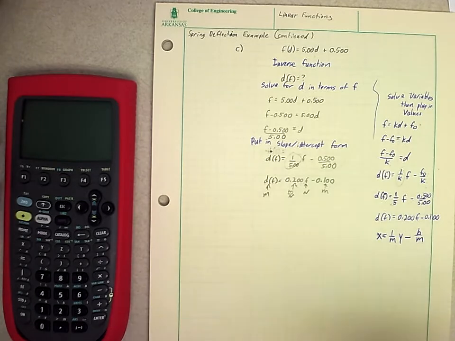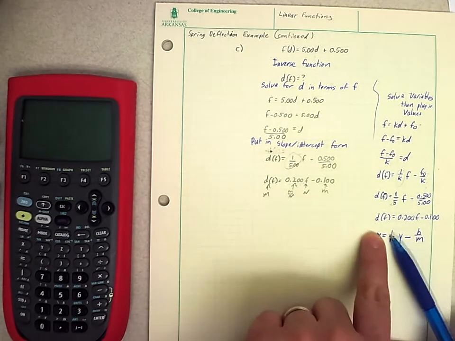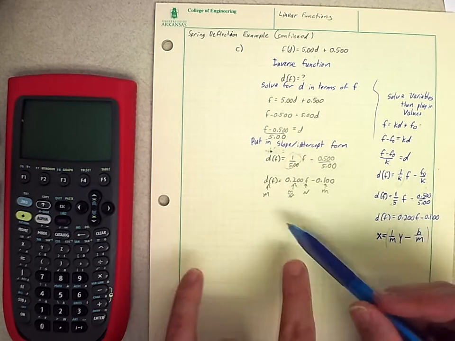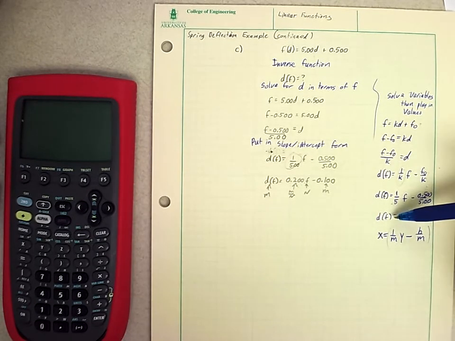One of the key things for inverse functions is you could take this expression, or I guess we should do it with the one we have. You could take this expression for d, plug it back into the original, and you should get a statement that says d, or that f equals f. You should get the same thing on both sides of the equation.